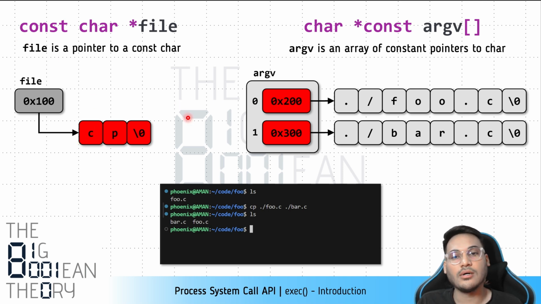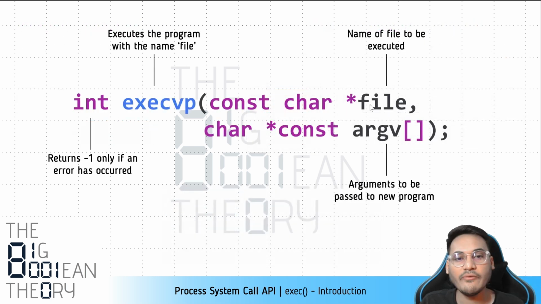So I hope this gives you an idea of the difference between pointer to const char and constant pointer to char. So this is what I wanted to explain in this video, in this slide. So now we have an understanding of this function signature, right?